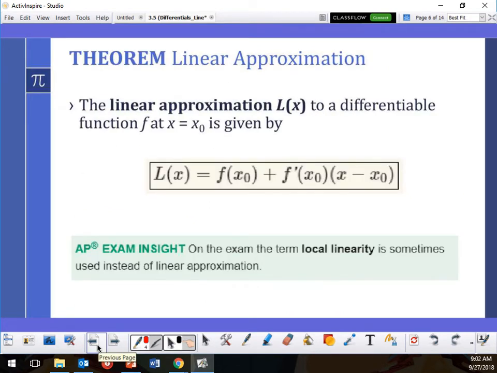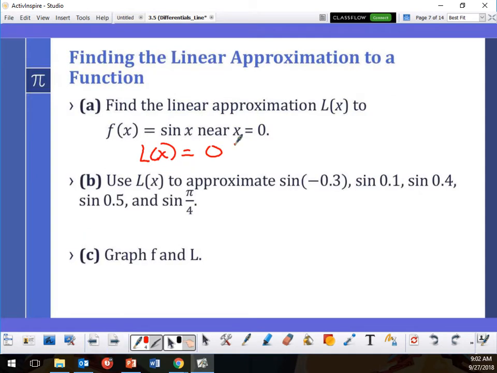What goes next? Plus the derivative at that point. Now, what's the derivative of sine? Cosine. What's cosine at 0? 1. So I'm going to have 1 in parentheses, and it's going to be x minus x sub naught, which is my original x that I'm plugging in, so it's going to be 0 right there. So I do all the math and I come up with what? So the linear approximation, there.